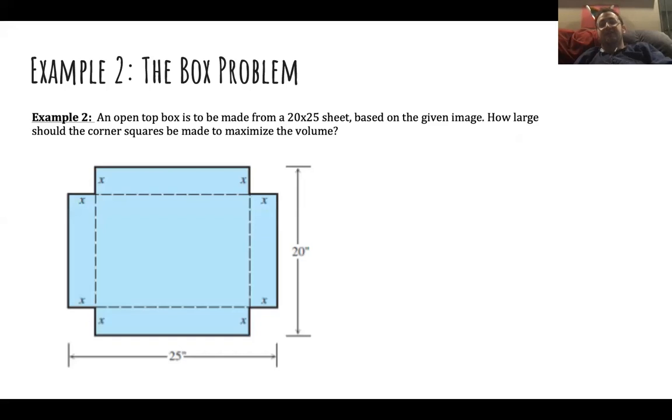Let's look at a geometry problem. It says that an open top box is made from a 20 by 25 sheet. Based off of a given image, how large should the corner squares be made to maximize the volume? So the volume of a box is length times width times height. So I like to always just start with the geometry formula.